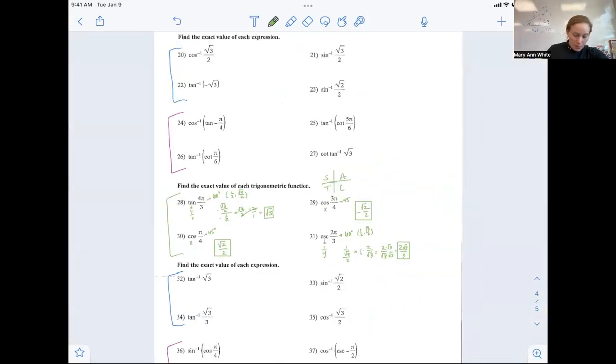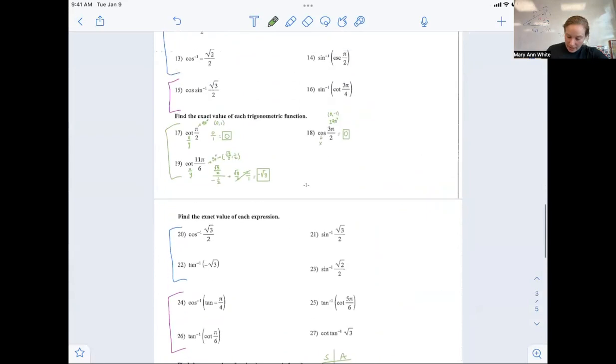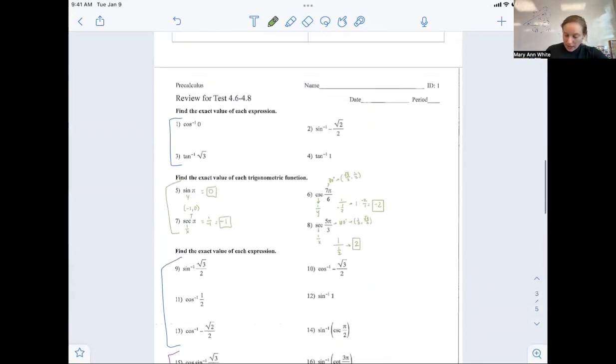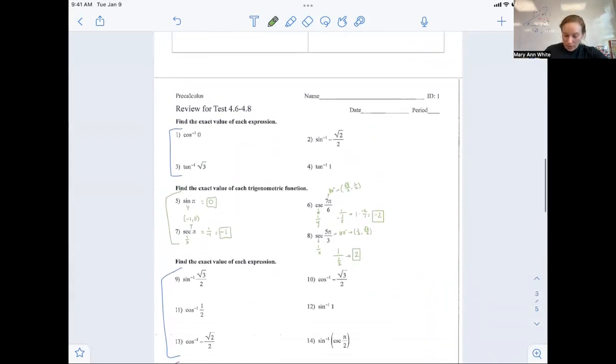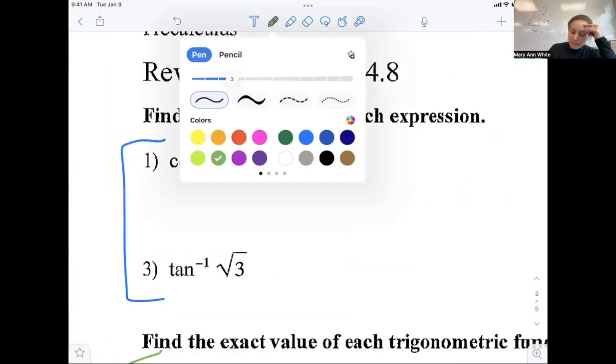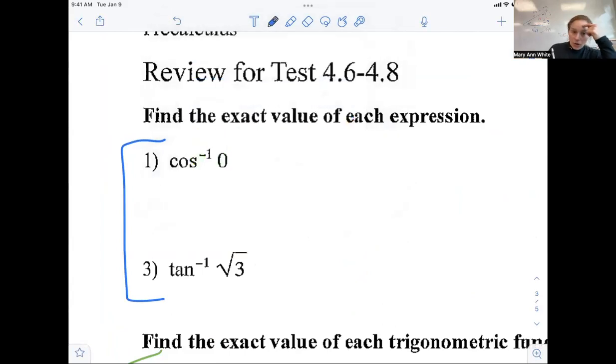Okay, those are all the ones that are just like the ones that we've been doing in class. Now we're going to go backwards. So all of these blue answers are going to be angles. They're not going to be zeros, ones, twos, 1/2s, root 3s over 2s. These are going to be angles. So in my head, I'm asking myself, okay, what angle has a cosine or an x of 0? Well, the angle that has an x of 0 is going to be 90 degrees.